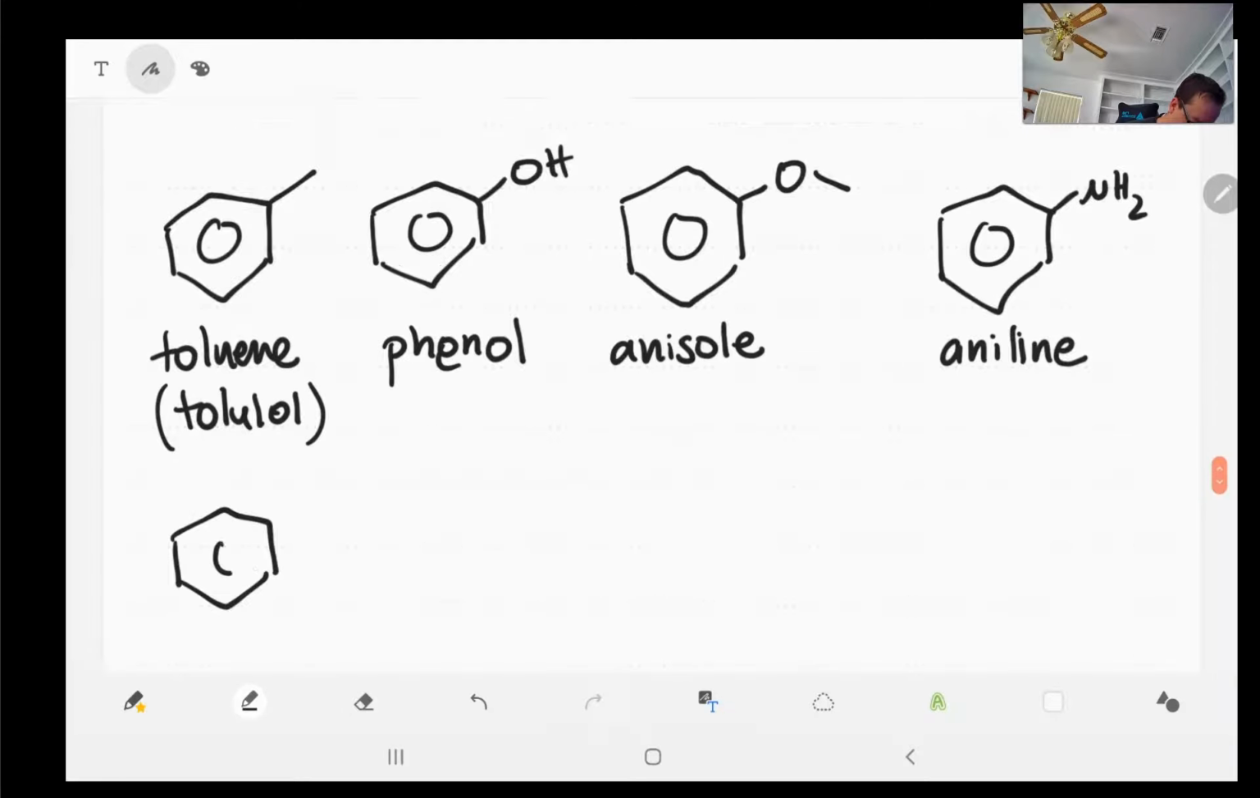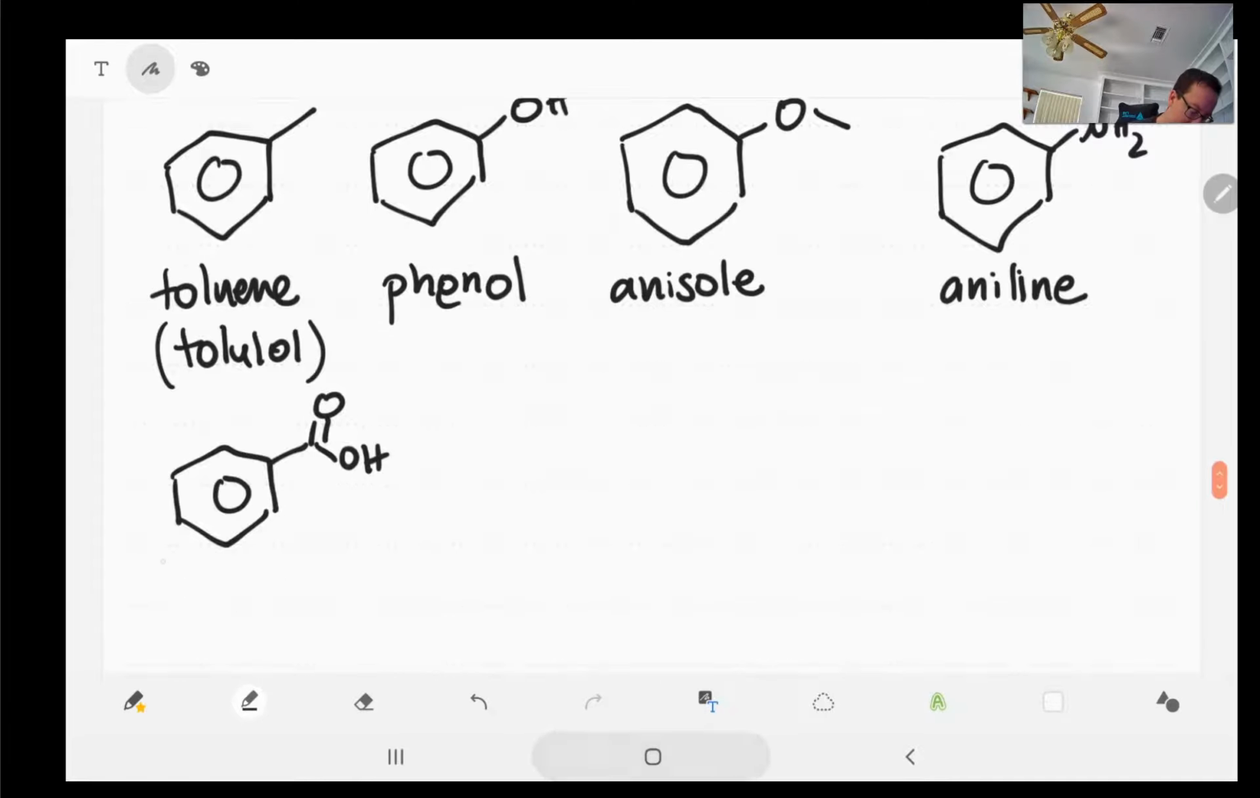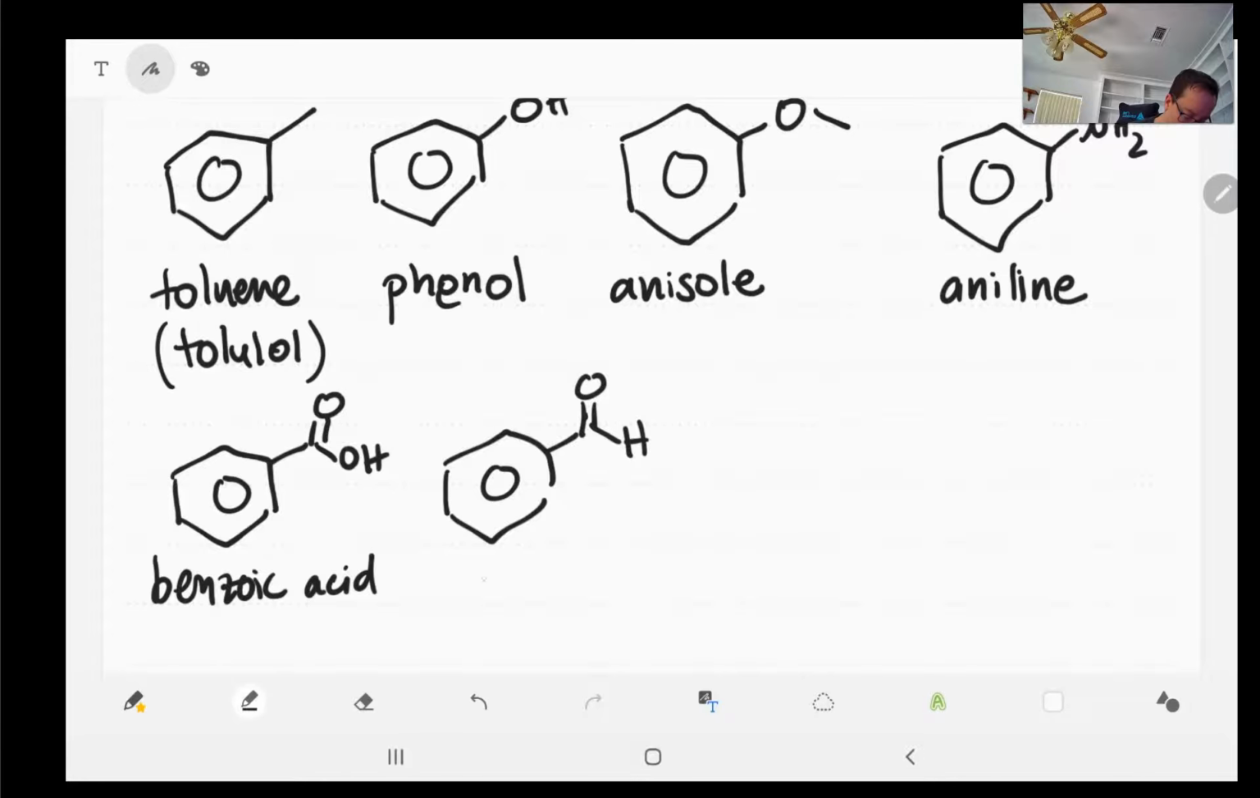If you have the carboxylic acid, that is benzoic acid. If you have the aldehyde, that is benzaldehyde. And unfortunately, these parent names must all be memorized, so unfortunately, they're just super common.